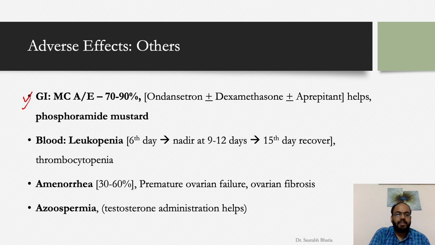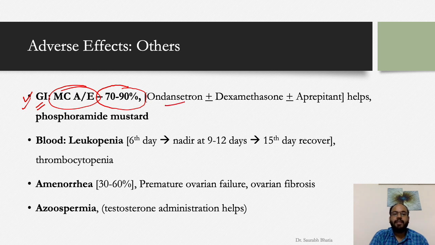Now, other side effects like gastrointestinal side effects are the most common adverse events in patients, seen in about 70 to 90% of cases. It can be treated with giving ondansetron roughly half an hour to 2 hours before the administration of cyclophosphamide pulse along with good hydration. If the patient is on oral cyclophosphamide, give half an hour to 1 hour before.